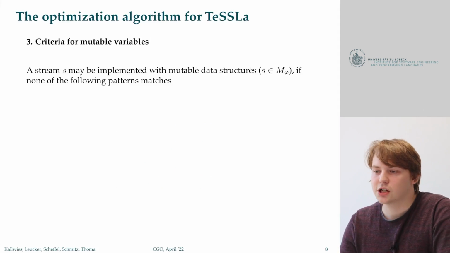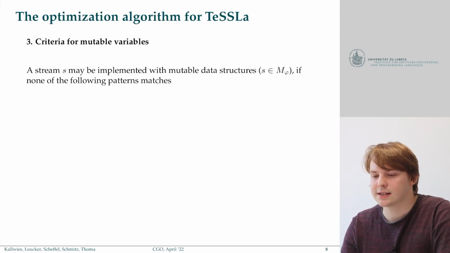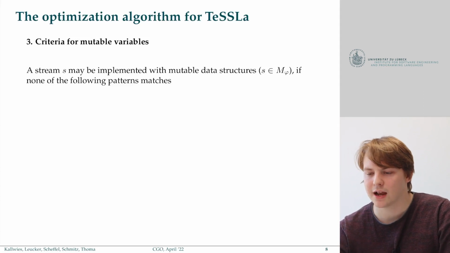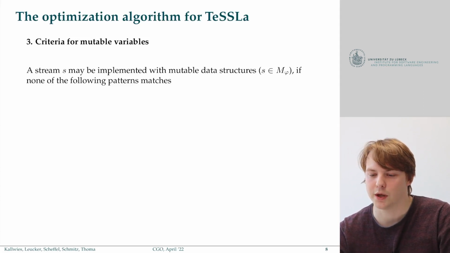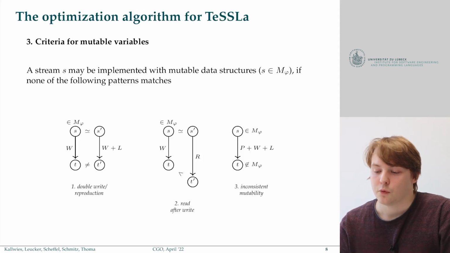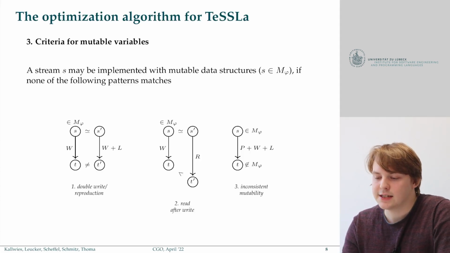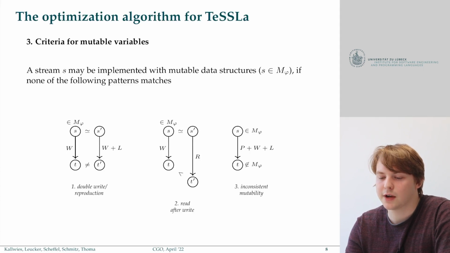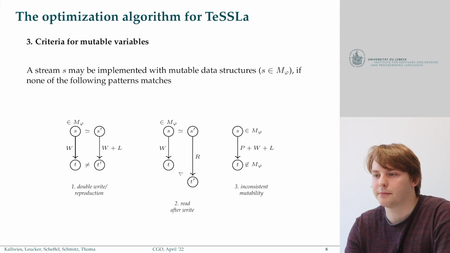Based on our edge classification and the notion of aliases, we have developed the criterion which variables may be implemented in a mutable way. Therefore, we have found three patterns, and a stream variable S may be implemented in a mutable way if it does not match any of these patterns.